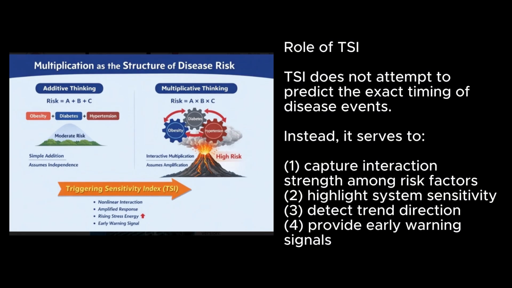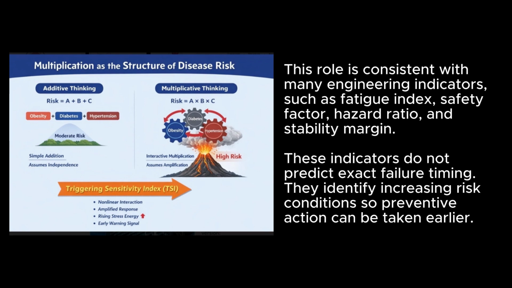Role of TSI. TSI does not attempt to predict the exact timing of disease events. Instead, it serves to: 1. Capture interaction strength among risk factors to highlight system sensitivity. 3. Detect trend direction to provide early warning signals. This role is consistent with many engineering indicators, such as fatigue index, safety factor, hazard ratio, and stability margin. These indicators do not predict exact failure timing. They identify increasing risk conditions so preventive action can be taken earlier.